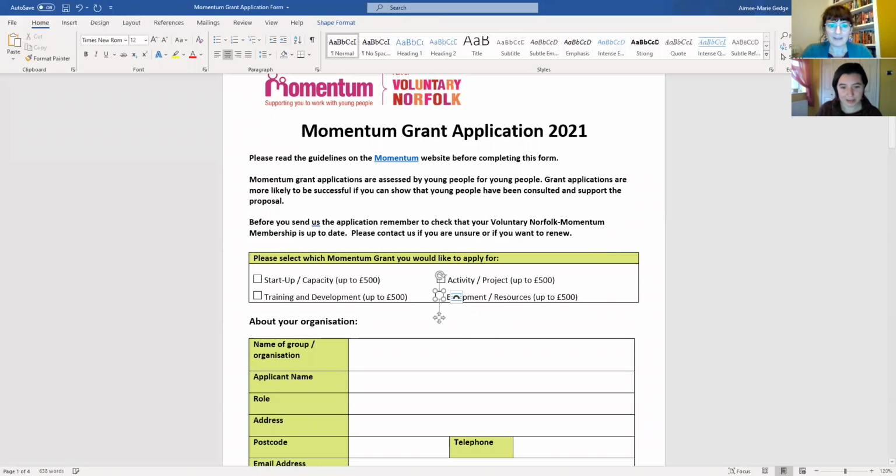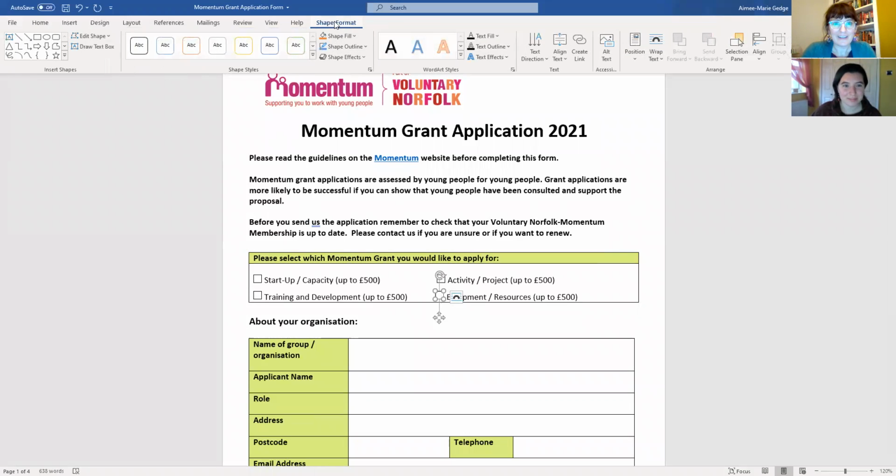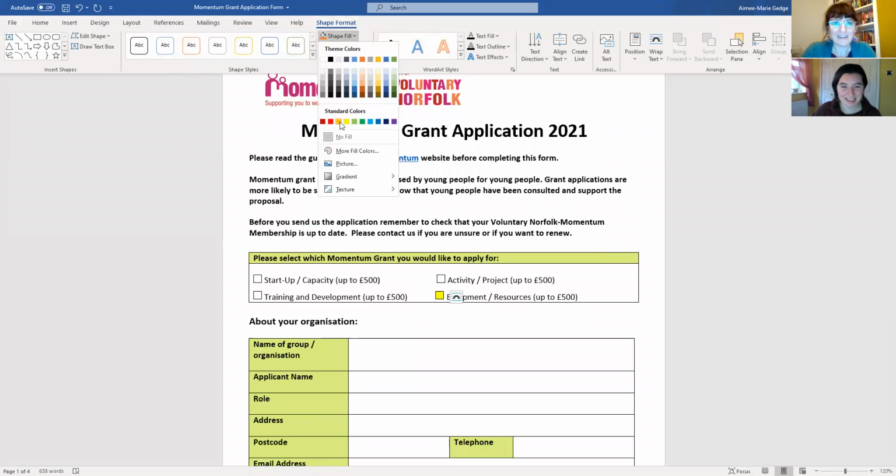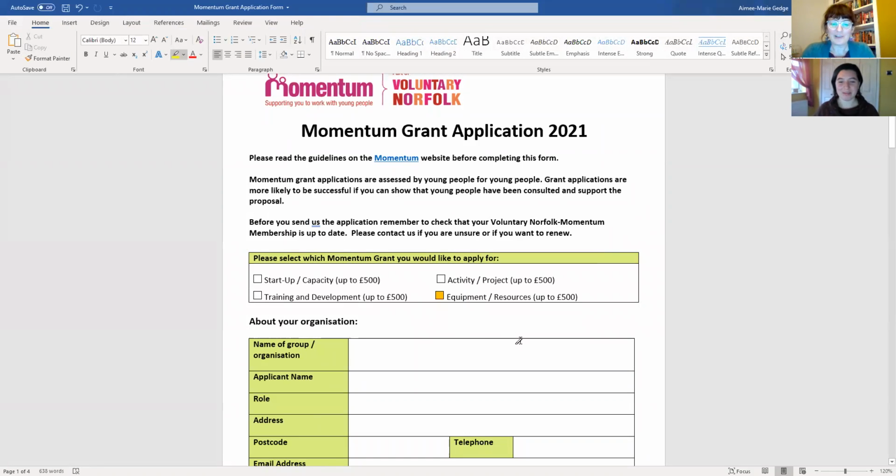It's not letting me put an X in the box. Okay, you might be able to just highlight it. Yeah. There we go. However, we can fill it in one way or another. We'll find a way to make it clear what grant you're applying for. Yeah, you're not going to get discounted for not ticking the box and using a colour instead.